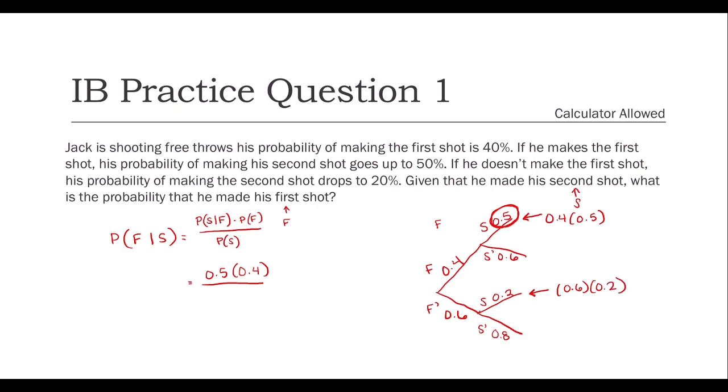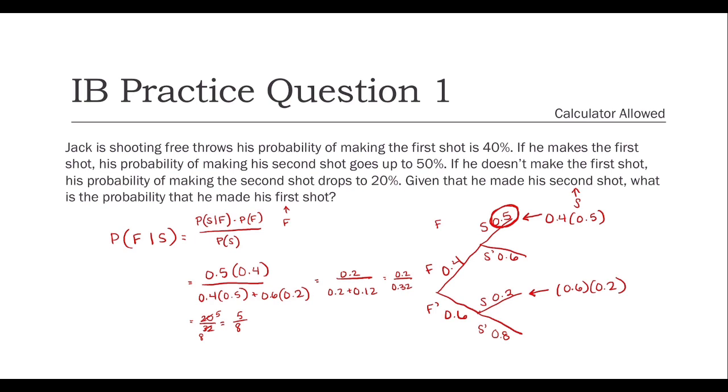And that'll give us the total probability of making the second shot. So we'll have 0.4 times 0.5 plus 0.6 times 0.2. So this equals 0.2 over 0.2 plus 0.12, which equals 0.2 over 0.32, which is the same as 20 over 32, where you can divide both by 4, you get 5 over 8.